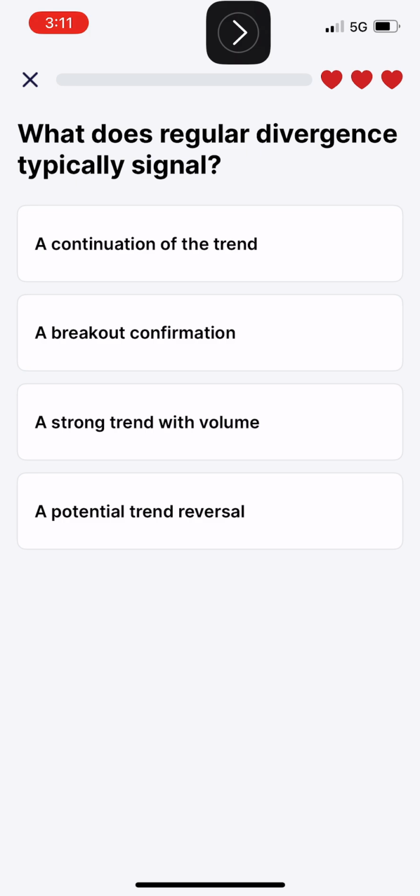What does regular divergence typically signal? A. Continuation of the trend. A. Breakout confirmation. A. Strong trend with volume. A. Potential trend reversal.